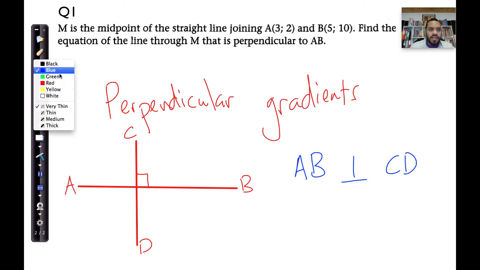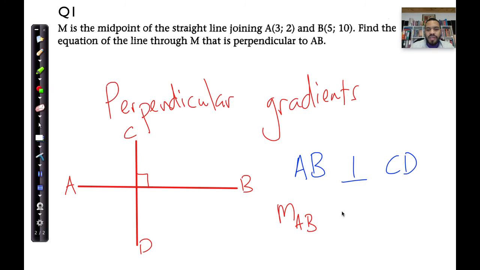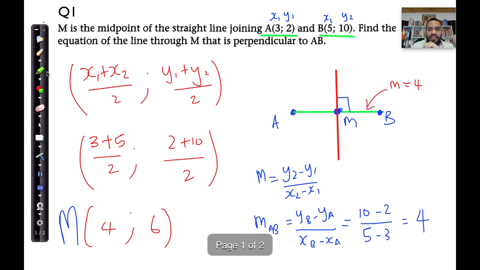Now something about the gradients is very important. There's a property. It says that the gradient of AB, when I multiply it with the gradient of CD, gives an answer of -1. If this is true, then the line AB is perpendicular to the line CD. The line AB is perpendicular to the line CD if I take the gradients and multiply them and they give me -1.